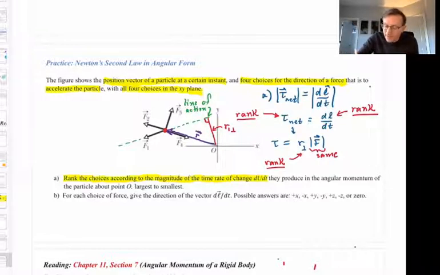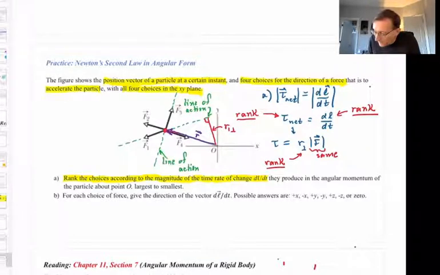Well, let's not skip any steps. There's the line of action for F3. Now the moment arm, perpendicular distance from point O to that new line of action. Well, that points right along R itself, doesn't it? So the moment arm for force 3 is the entire magnitude of that R. And that's the biggest moment arm, isn't it?